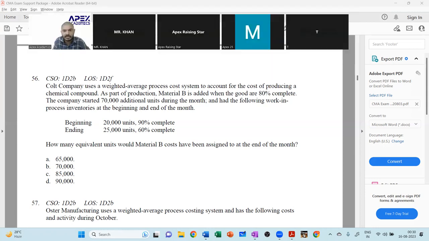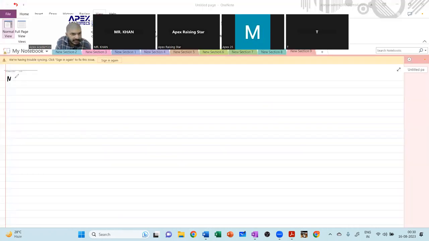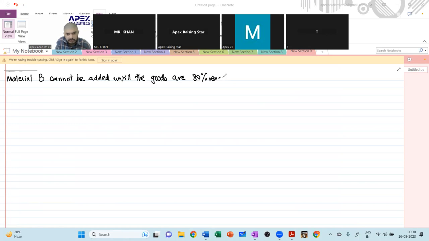Yes or no? Please tell me. Yes, sir. First point I'm writing down is material B cannot be added until the goods are 80% ready. This is my first point that I make here.